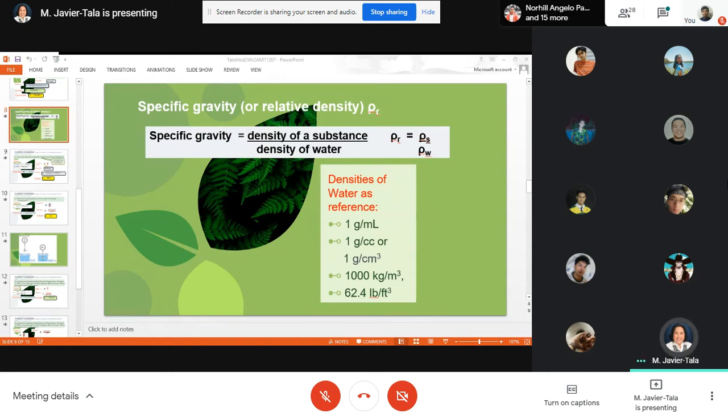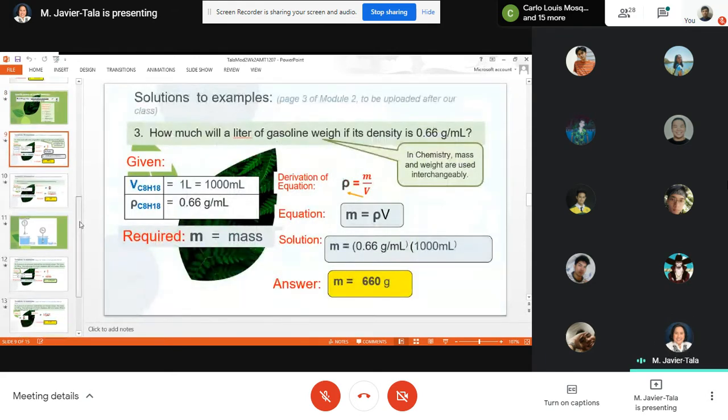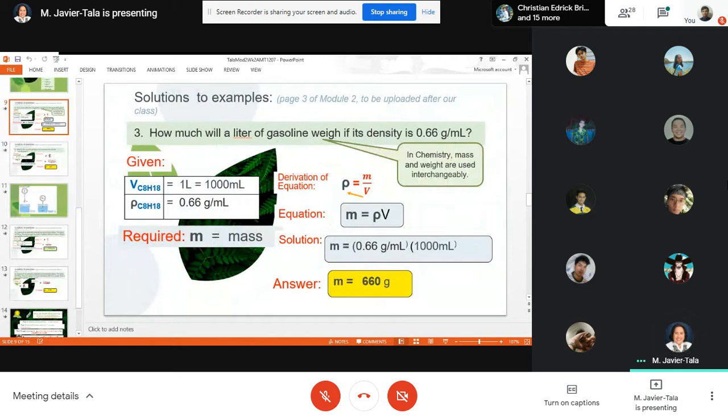We had already mentioned the equivalent densities of water as your reference: 1 gram per ml, 1 gram per cubic centimeter, 1,000 kilograms per cubic meter, and 62.4 pounds per cubic foot. So we start with the solutions.